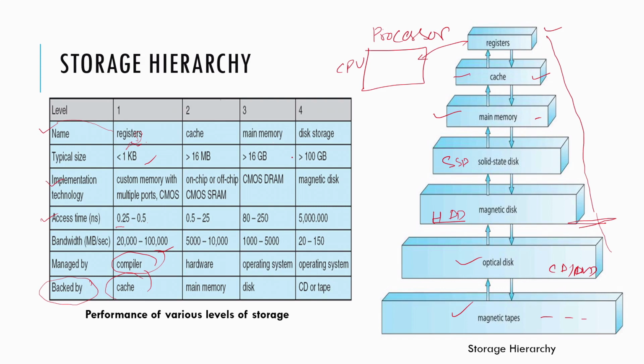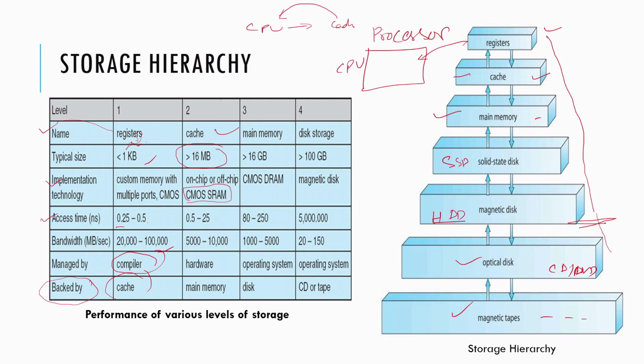If we go to the cache memory, its storage capacity is greater than 16 MB, and it uses CMOS, that is SRAM. Then we have the access time. Access time means, when the CPU accesses data from the cache, how much time it will take. That is called the access time.